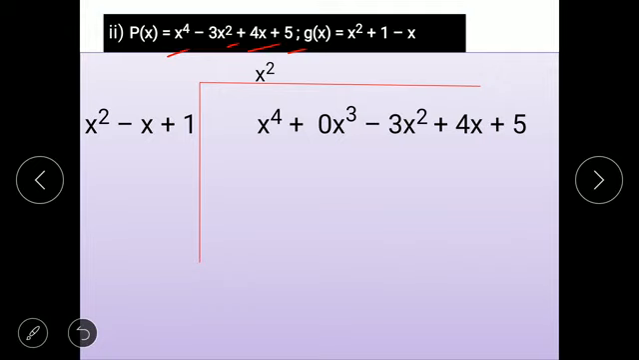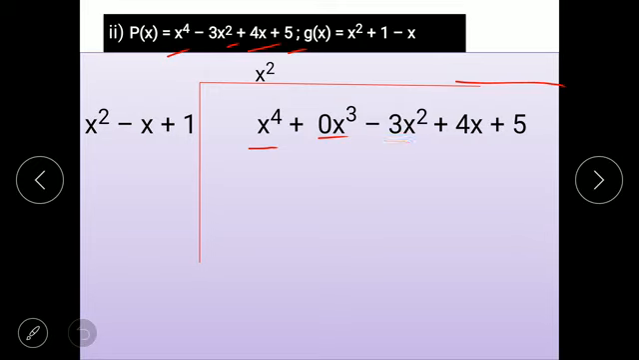After 4, which one is supposed to come? 3 is supposed to come, but 3 is not there. Cube is not there. So when you write the division, I told that it's better you write in what is called standard form. Always write in the standard form in the order of their degree. First x to the power 4, then x cube is not there, so we just write 0x cube minus 3x square plus 4x plus 5 in order.